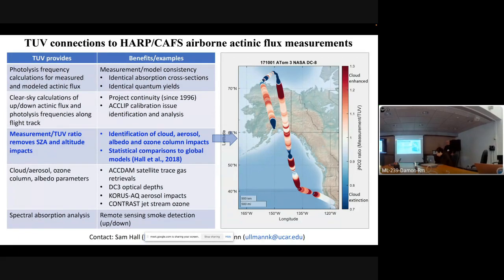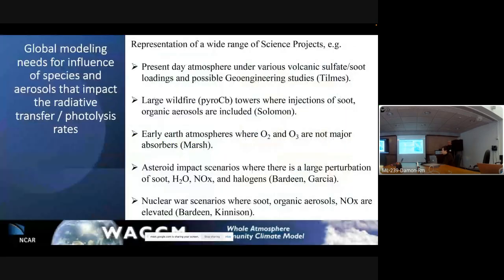Then they run TUV clear sky without that actinic flux, and that tells them a lot about where they're at, where the clouds are at, if they're flying above the clouds or below the clouds, and that's what this figure on the right is showing here. This is the ratio of the measurements to the clear sky TUV. There are a lot of other things that they do with this model, but that's another reason to keep the database available and the code moving forward so that a lot of people can use it.